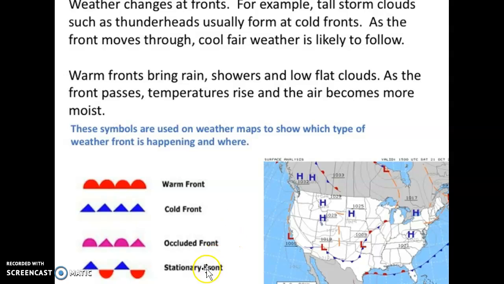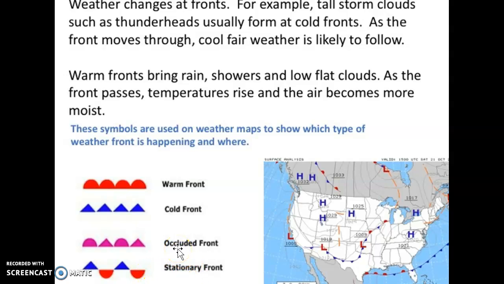A stationary front down here is where you have a warm front and a cool front pushing against each other. So neither one really has greater force. So they're kind of stuck pushing against each other, and that may create a weather system. So your symbol for the stationary front has blue triangles on one side, red half circles on the other side.